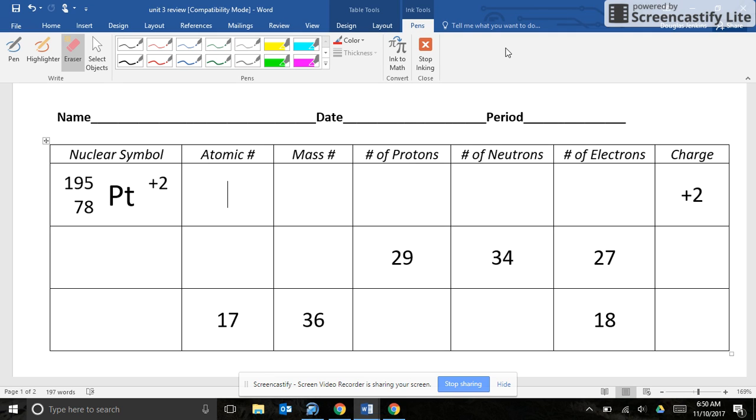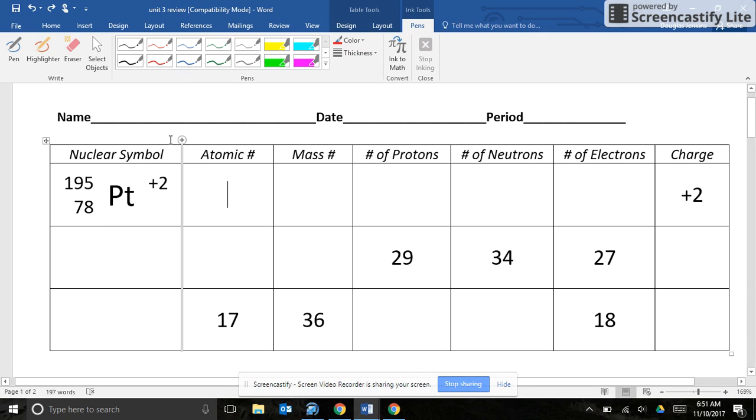Okay, in order to fill out one of these kinds of tables, I need to know a few things about subatomic particles in an atom. One important thing to know is that the number of protons is equal to the atomic number. And these numbers are represented on the nuclear symbol by this smaller number, the one on the bottom right there.